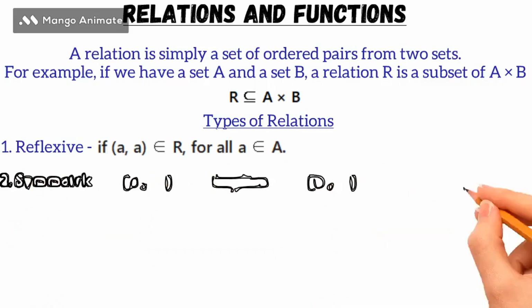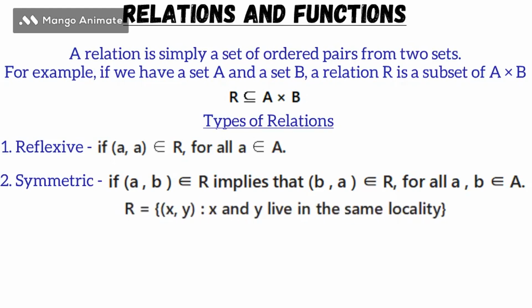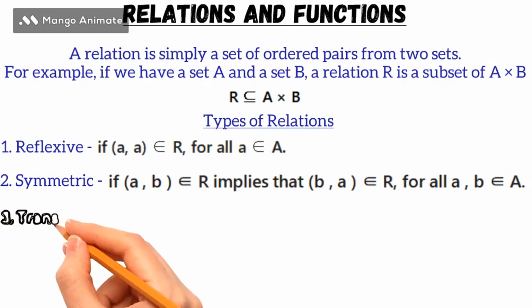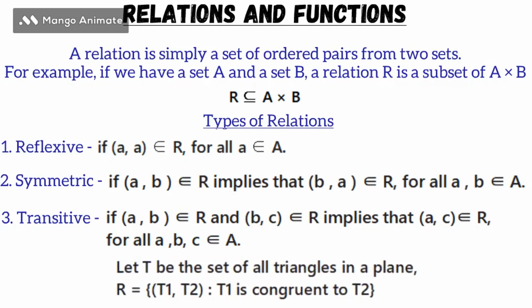Symmetric, if A is related to B, then B is related to A. Example, relation R where X and Y live in the same locality. Transitive, if A is related to B and B is related to C, then A is related to C. Example, let T be the set of all triangles in a plane, relation R, where T1 is congruent to T2.